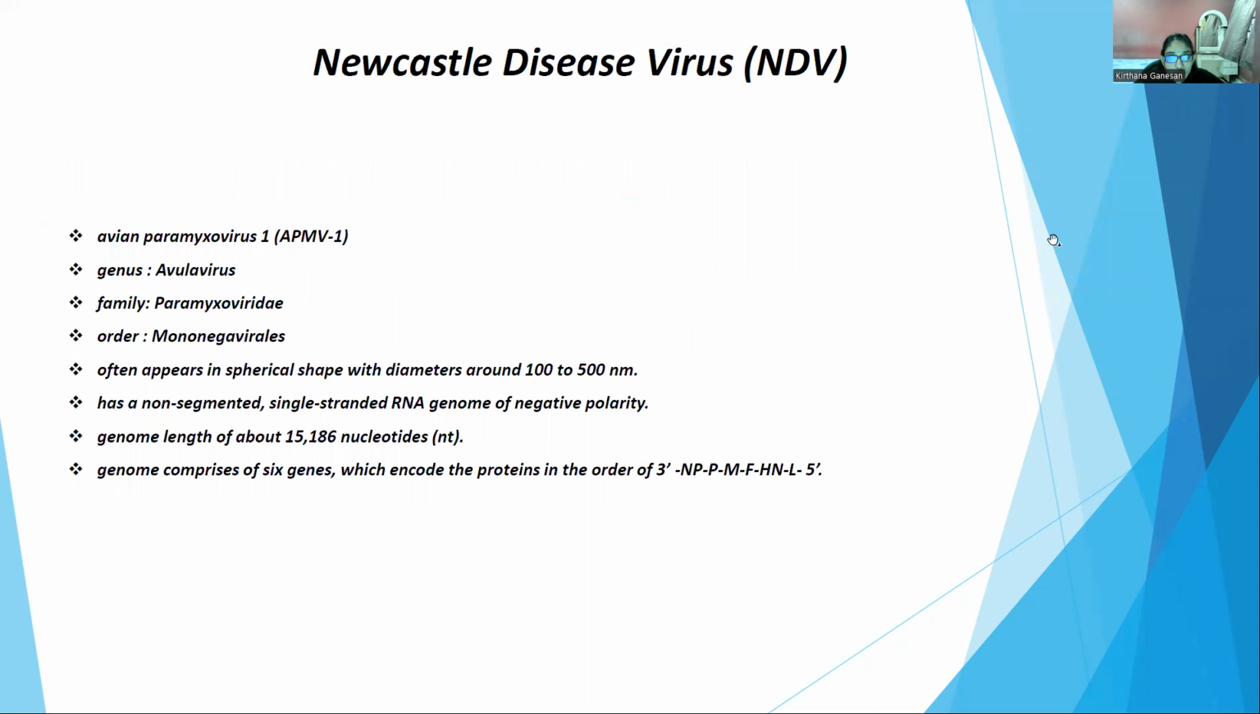Newcastle disease is caused by Newcastle disease virus, which is also known as avian paramyxovirus 1, which belongs to the genus Avulavirus under the family of Paramyxoviridae, classified under the order of Mononegavirales. It often appears in spherical shape with diameters around 100 to 500 nanometers. Apart from that, it also has a non-segmented, single-stranded RNA genome of negative polarity. Genome length is about 15,186 nucleotides. The genome also comprises 6 genes, which encode the proteins in the order of 3' to 5'.